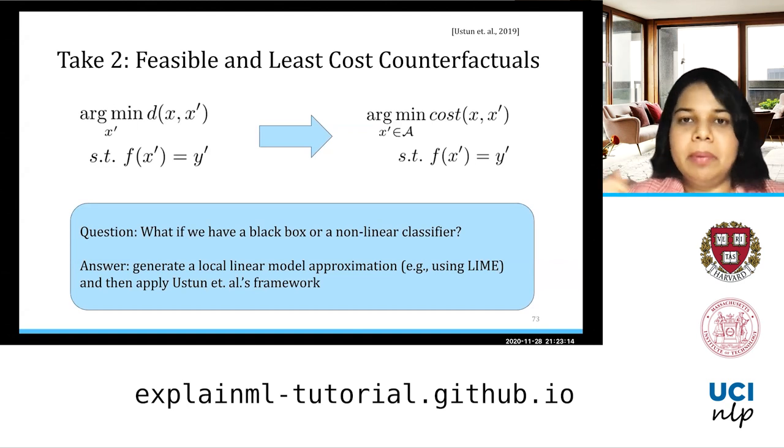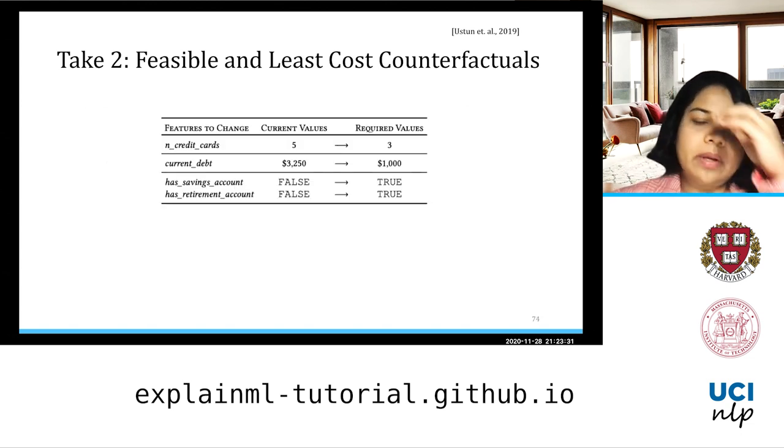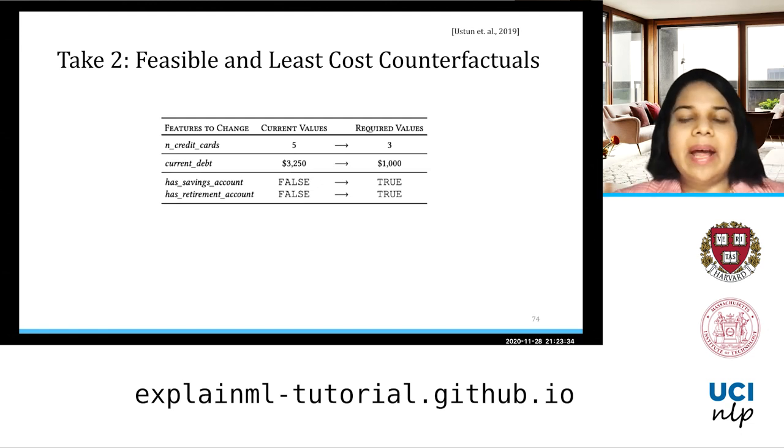In that case, there may be a workaround. First, we could generate a local linear model approximation, for example, using an approach like LIME, and then apply Ustun et al.'s framework on top of it to come up with these counterfactuals. Here is an example of a counterfactual produced for a particular loan applicant using the approach of Ustun et al.